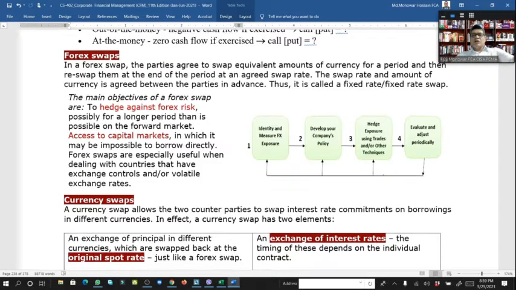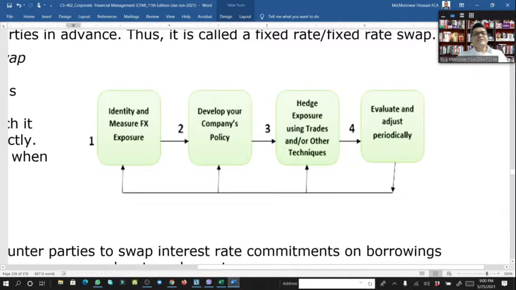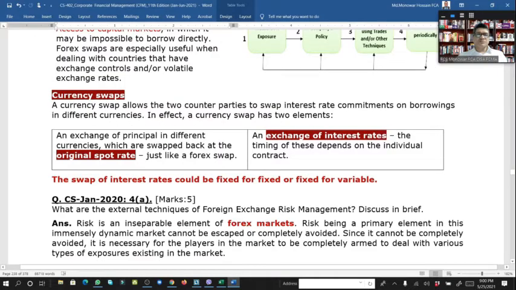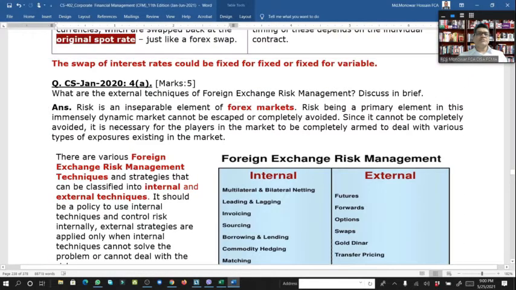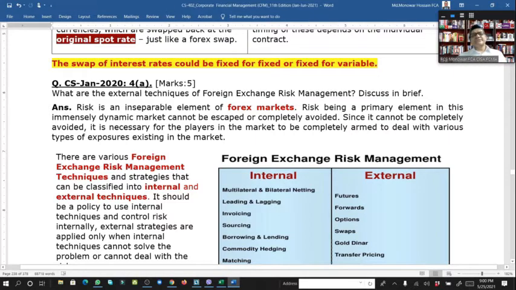So here, this is how they work. First of all, identify the major foreign exchange exposure. Then two, develop the company's policy. Three, hedge exposure using trade and or other techniques. Four, evaluate and adjust periodically. So this way it comes to swap and also currency swap. Here we can say that the swap of interest rate could be fixed for variable.